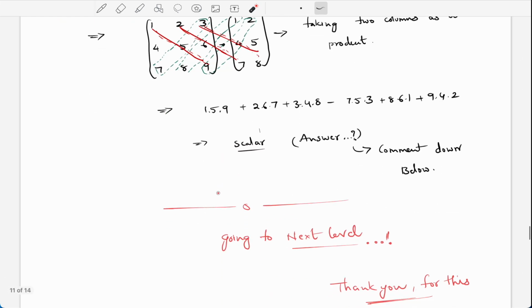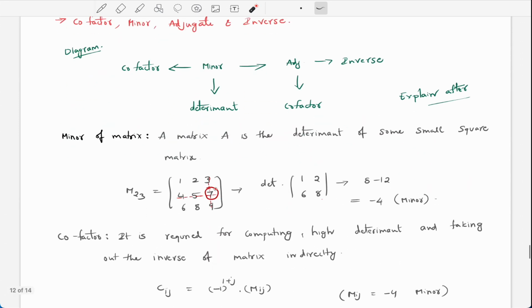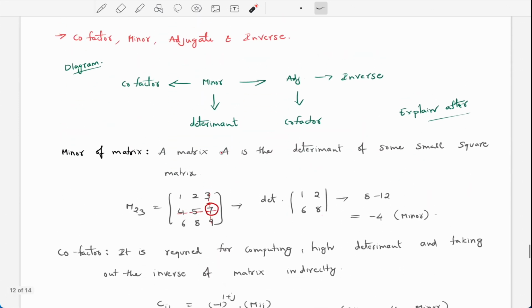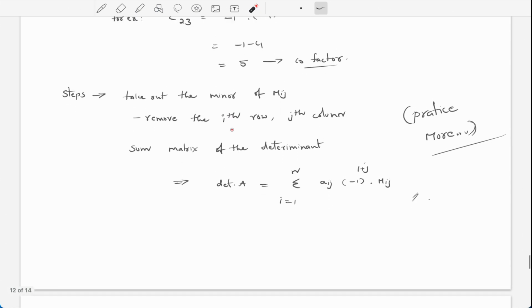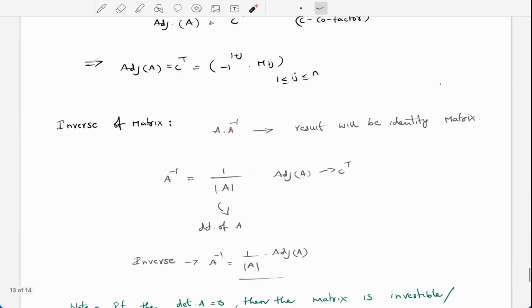We're going to cover in our next lecture something known as cofactor, minor, adjugate and inverse. I'll explain this whole diagram in a simple manner, showing how they are correlated to each other. Like, we cannot find the minor without these, or we cannot find the adjugate without these. I will explain each and everything. After that we're going to cover the minor of the matrices, adjugate, inverse and so on.